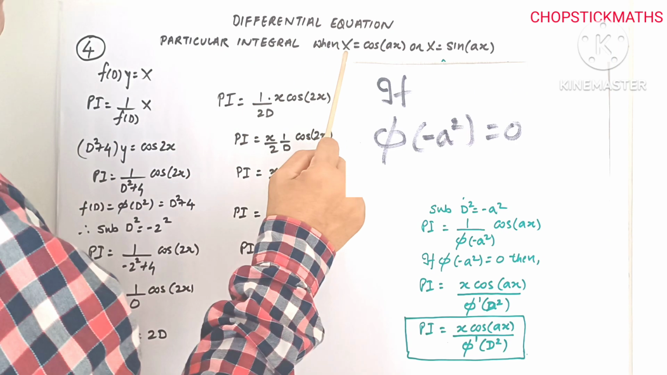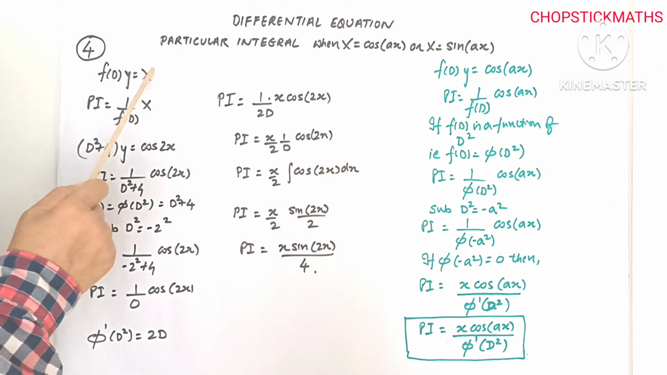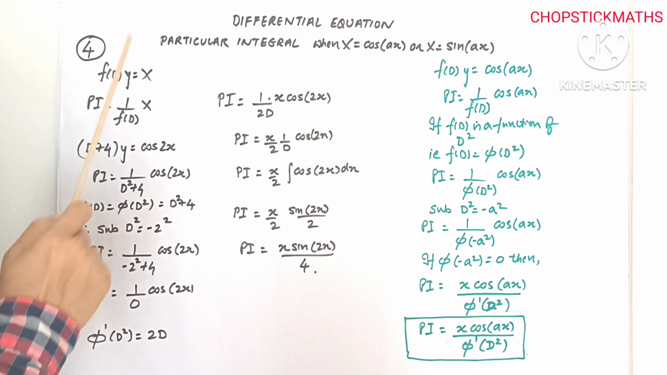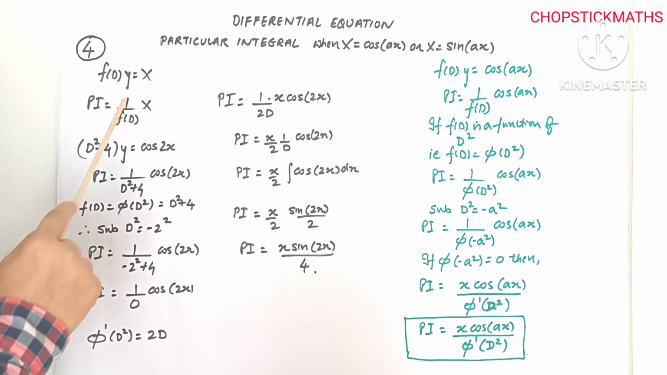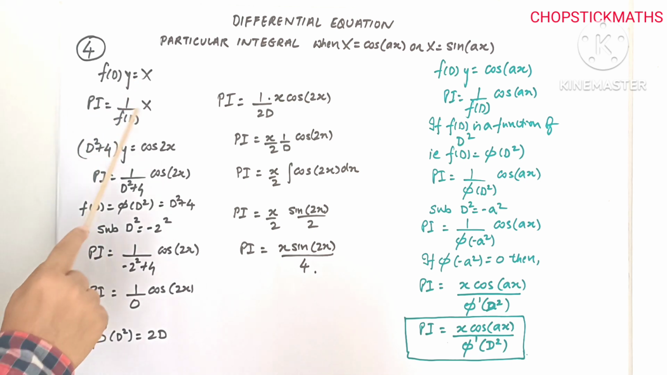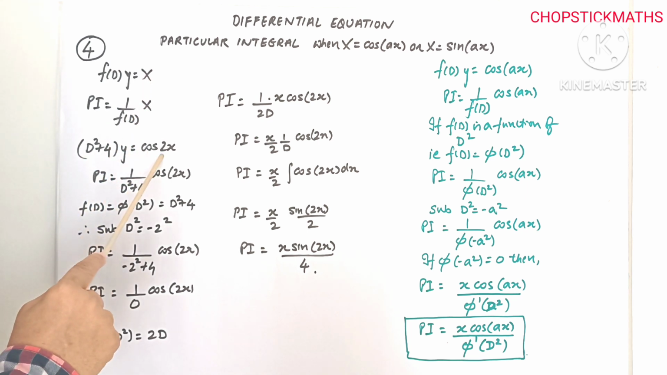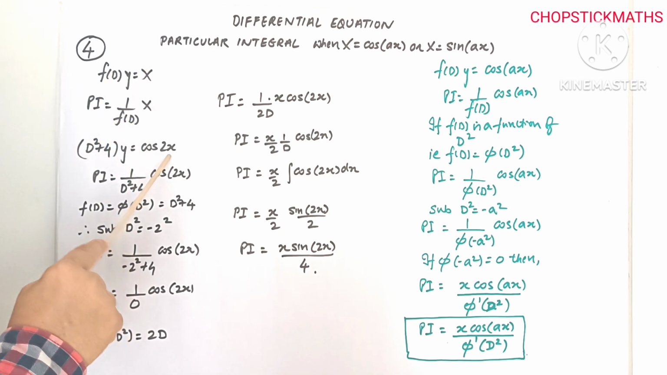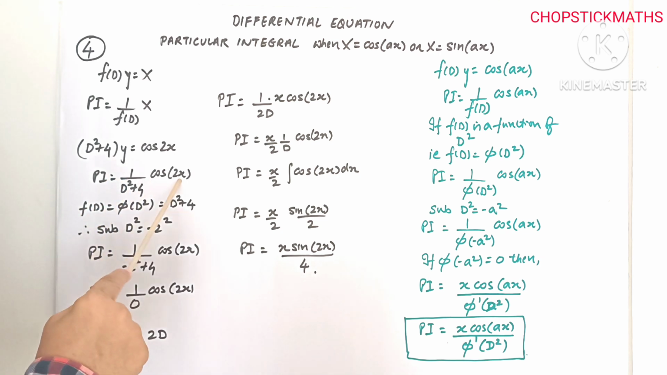Finding the particular integral when capital X is cos ax or capital X is sin ax. Consider the general form of the differential equation f(D)y = X. Now, the particular integral of this general form will be equal to 1/f(D) into X. So, consider the given differential equation (D² + 4)y = cos 2x. Here f(D) is D² + 4 and X is cos 2x. Therefore, the PI would be equal to 1/(D² + 4) into cos 2x.